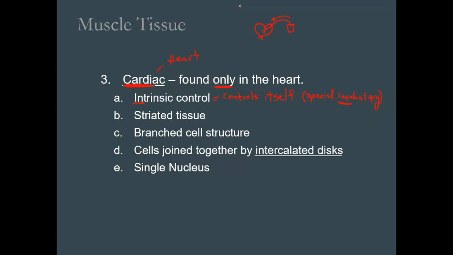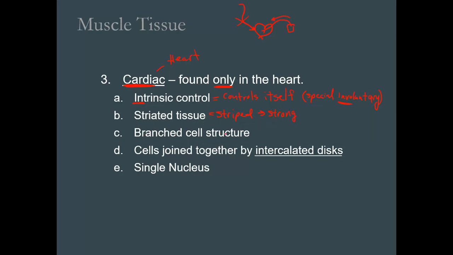Now, your brain also sends nerves down to the heart to say, hey, I want you to speed up or slow down because I need more blood or less blood. But in absence of those signals, if you cut this nerve, the heart will keep beating on its own, which is kind of weird. All right, so it's intrinsic control, and that's very unique. It's striated, so of course that means that it is striped and strong. And if you think about it, obviously you want your heart muscle to be strong, right? You don't want a weak heart.